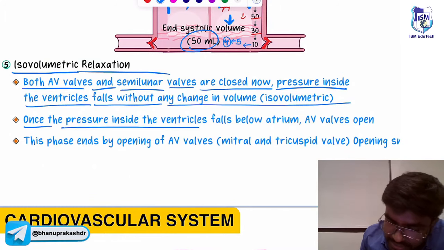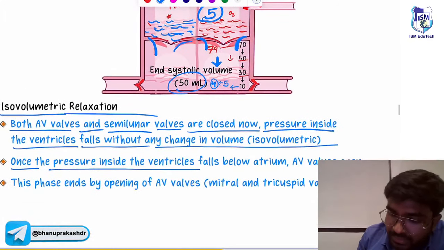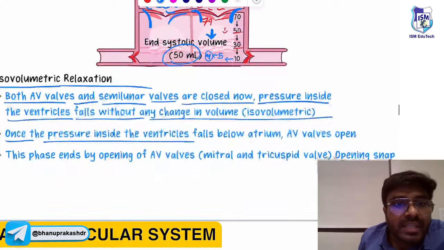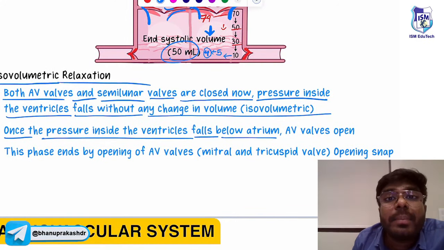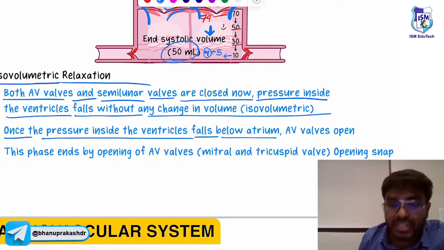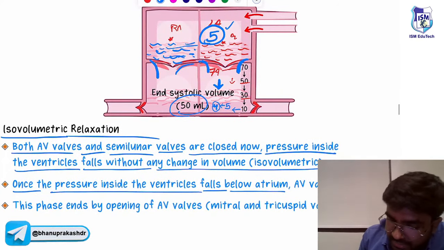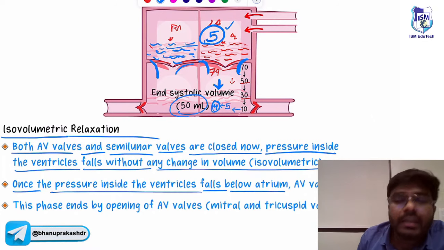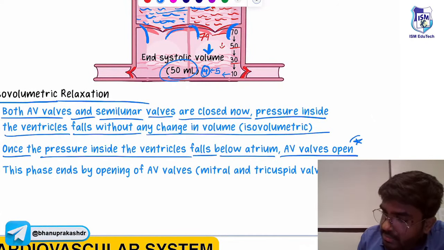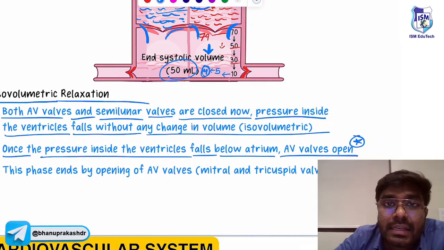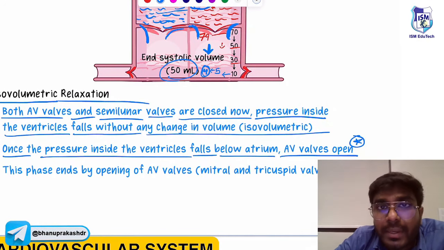Next, once the pressure inside the ventricles falls below the atrial pressures, meaning here it is 5, here it is 4, now immediately which valves will open? The mitral valve and tricuspid valve will open. The AV valves will open. So once the AV valves are opened, it is no longer called isovolumetric relaxation.